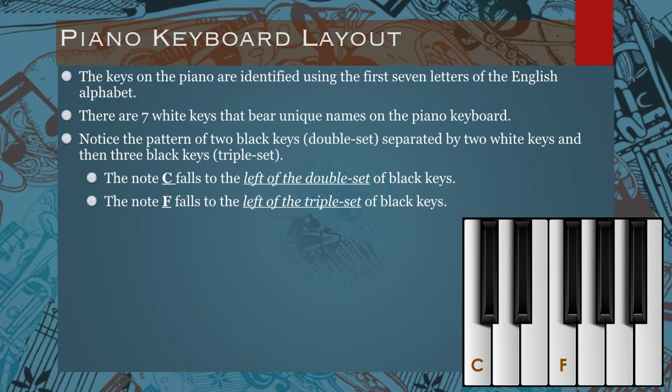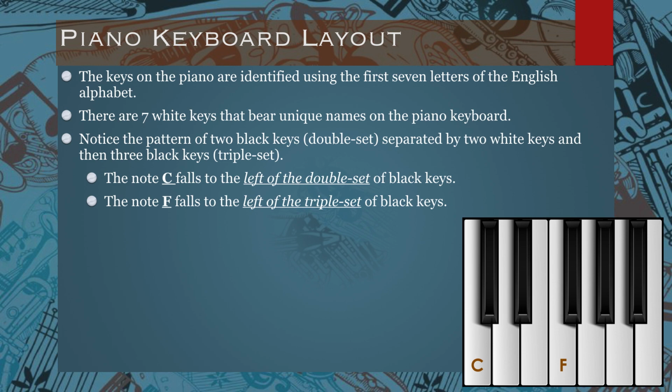So let's talk a little bit about the piano keyboard layout. The keys on the piano are identified using the first 7 letters of the English alphabet. There are 7 white keys that bear unique names on the piano keyboard. This particular image is only showing you 7 white keys. If you count them, you'll see that's true. So notice a pattern of 2 black keys, which we're going to refer to as the double set, separated by 2 white keys, and then 3 black keys, which I'm going to refer to as the triple set.